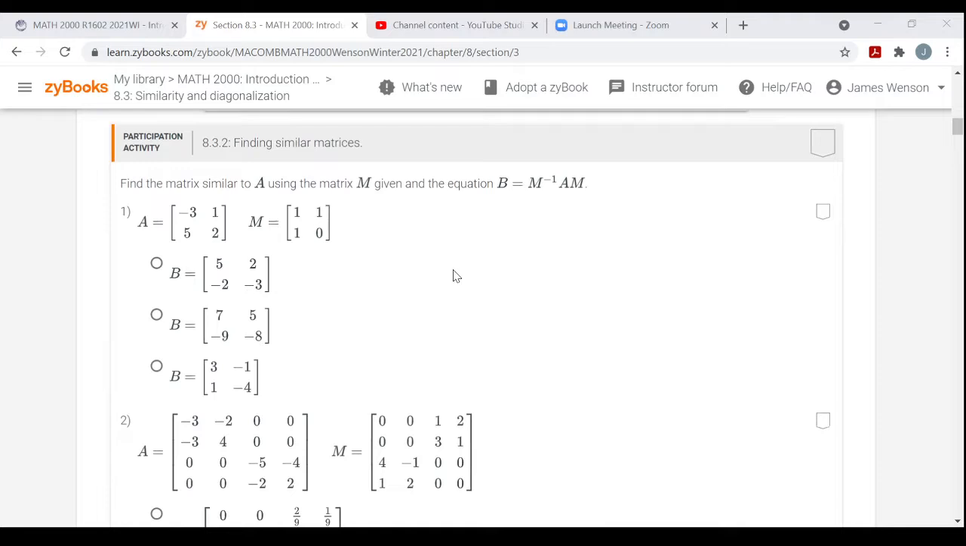Now they're asking us in the following activity to find a matrix that's similar to a given matrix. All right, so I'll write this one out on paper. They're saying find the matrix similar to A using the invertible matrix M given this equation. So you really just pop it into this equation right here. All right, let me show you.